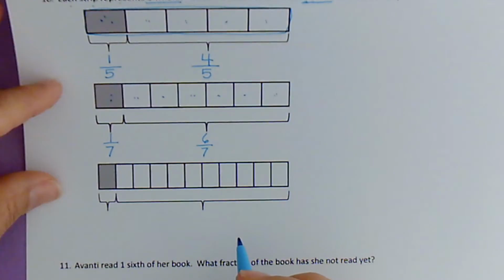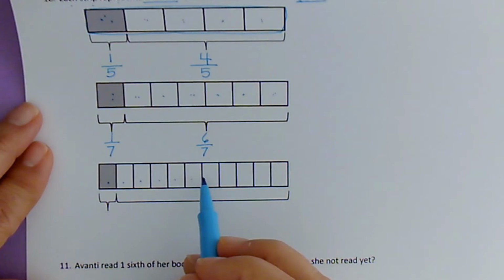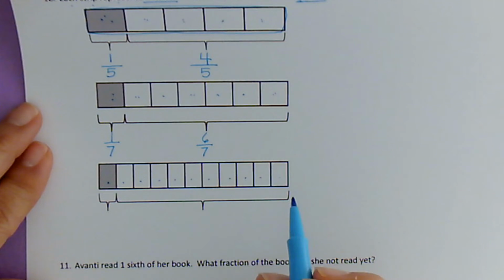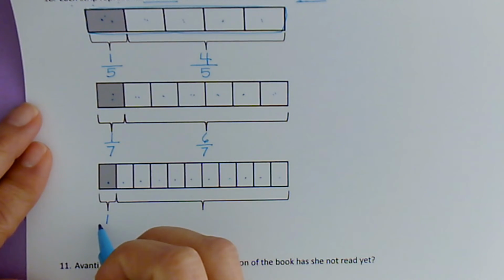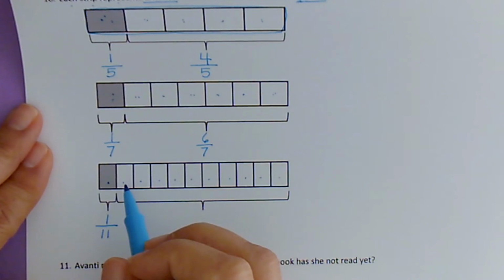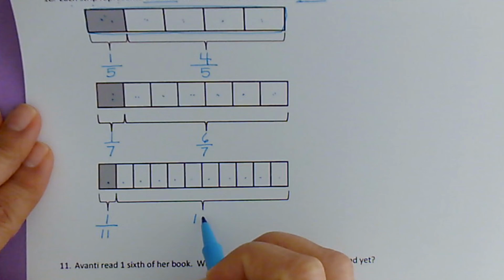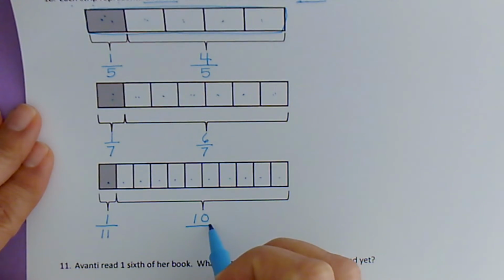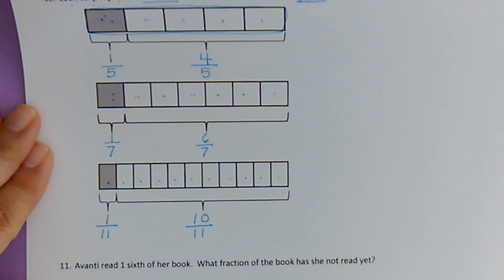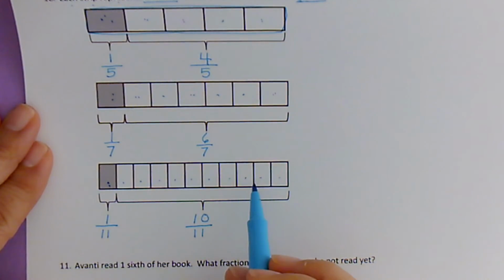And the last one, 1, 2, 3, 4, 5, 6, 7, 8, 9, 10, 11. Wow. So this is 1 out of 11. 1/11 is shaded in. So that means how many are not shaded in? You're right, 10. 10/11 are not colored in, okay? So we're just really trying to figure out the whole, the parts of the whole, the fractions.